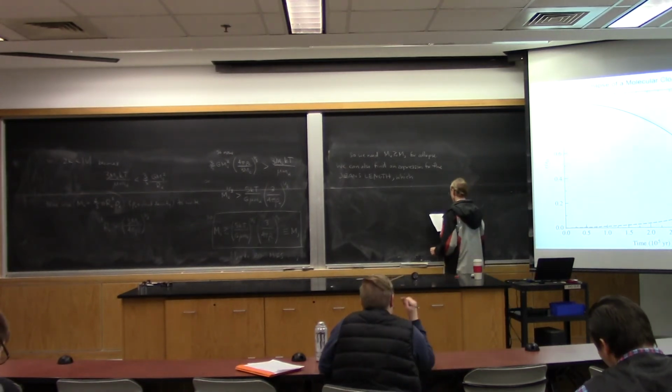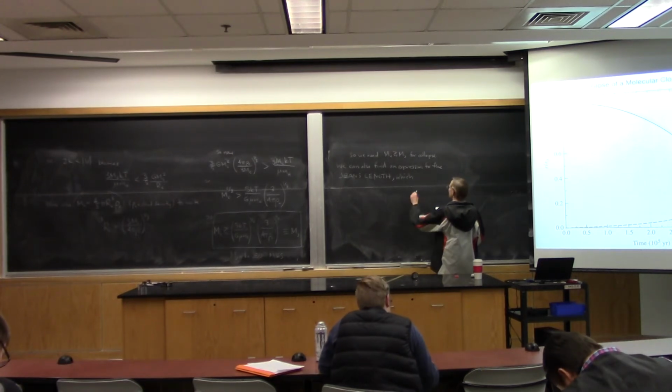Which is the minimum radius needed for a cloud of a given density to collapse.